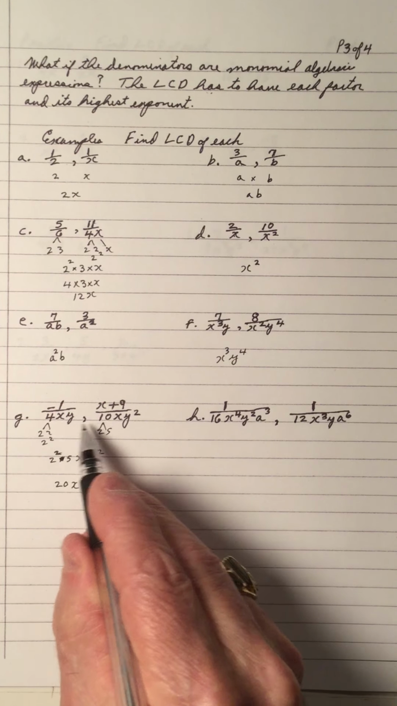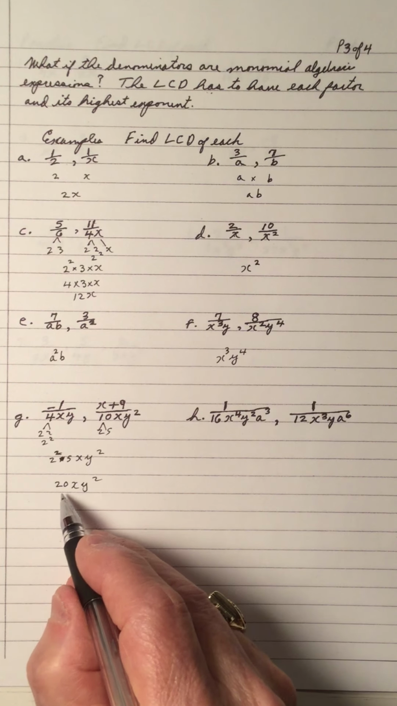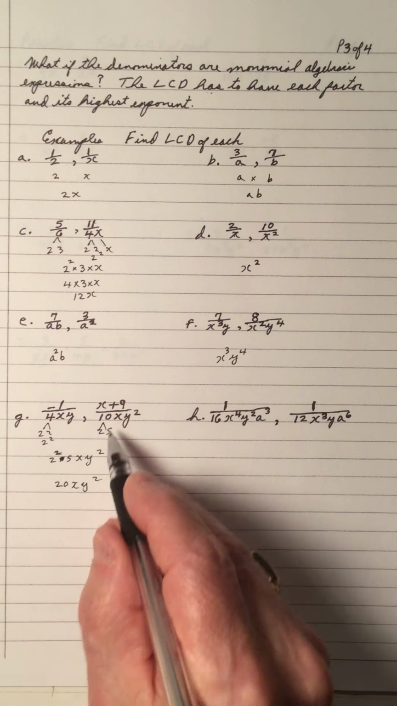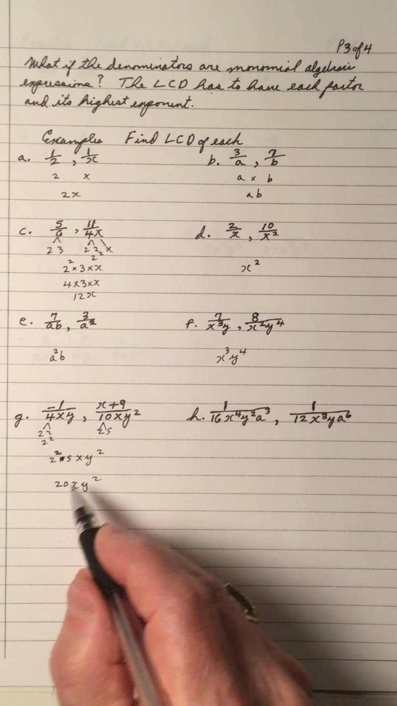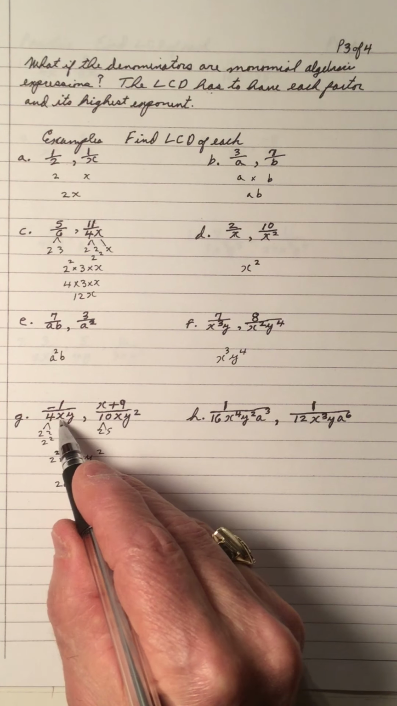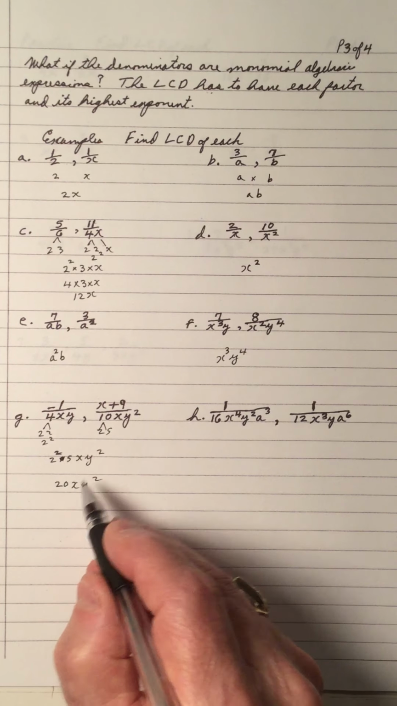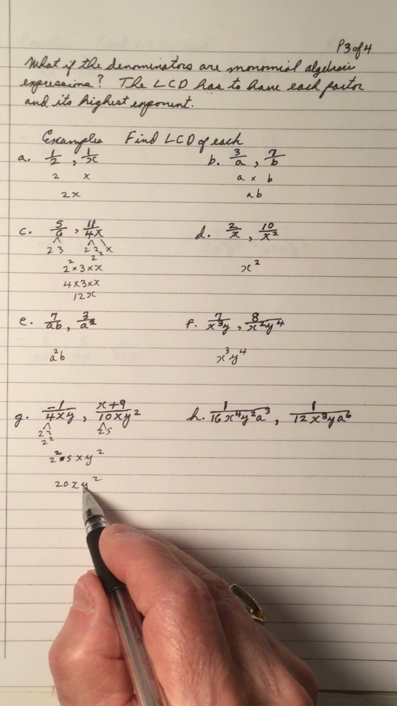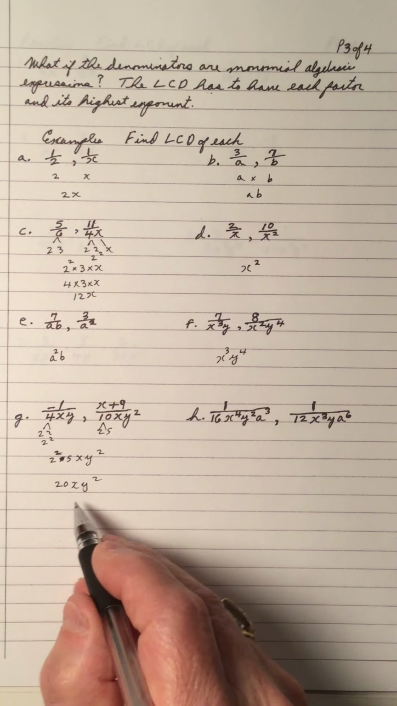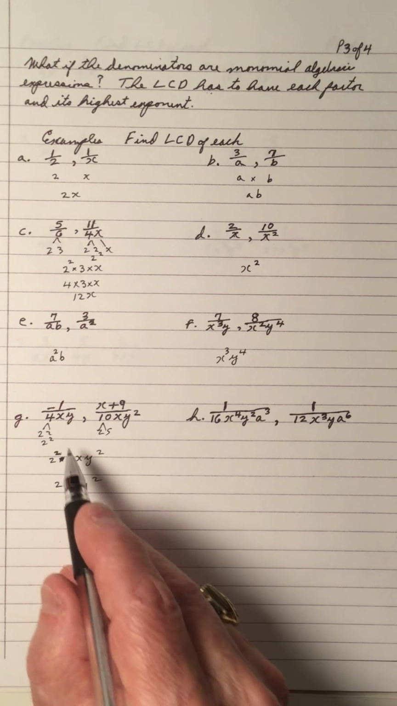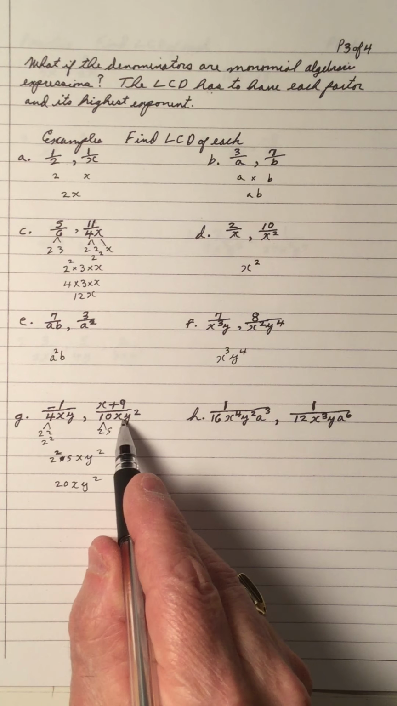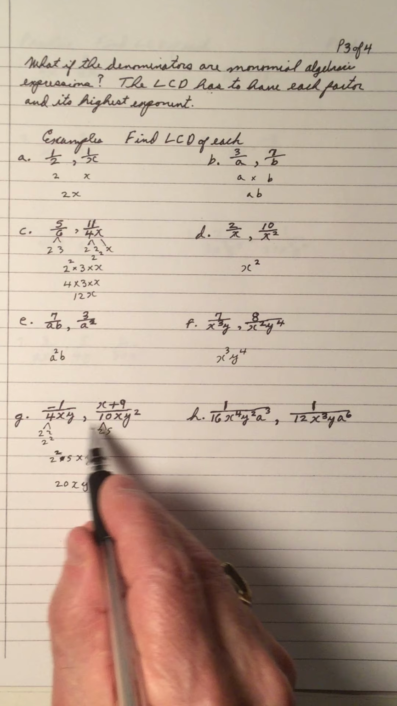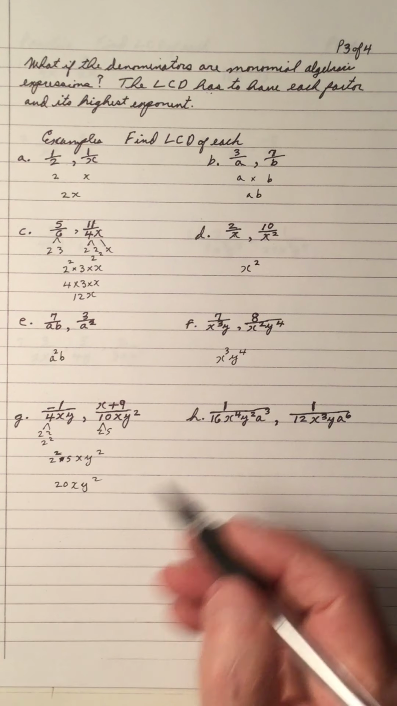The LCD for 10 and 4 is 20. 4 is in 20 5 times. 10 is in 20 2 times. The x is in both of these. The x here is represented by this x, and this x is represented here. The y is right here with a y squared, and the y squared is here. So this is the LCD. In other words, these two denominators are in here. If you divide both of these into this one, you'll get something left over.